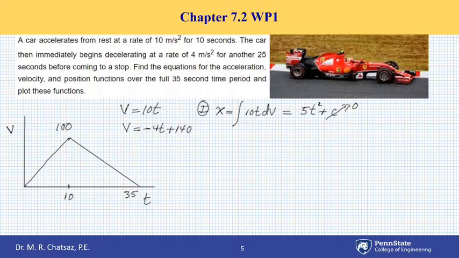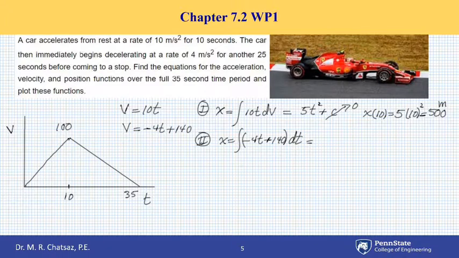from rest at 0, we assume that initially it is located at the origin. Therefore, this constant of integration is 0. And after 10 seconds, x of 10 is 5 times 10 squared, which is 500 meters. It has traveled 500 meters. To get the equation for the second part of motion, x equals the integral of minus 4t plus 140 dt.